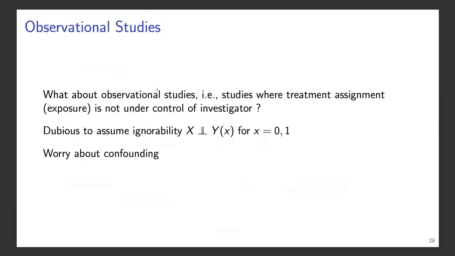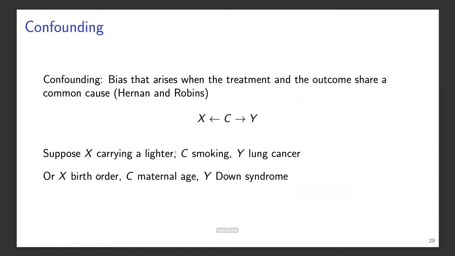Okay, so that leads to the question then, what about observational studies? What do we do in studies where the treatment assignment, the exposure, is no longer under the control of the investigator? And so in this setting, the ignorability assumption is questionable. And we probably would prefer to not make that assumption. What we worry about is confounding. And lots of people have defined confounding in a variety of ways. Here I'm going to use the definition that Hernán and Robins give in their book, which they describe confounding as the bias that arises when the treatment and the outcome share a common cause.